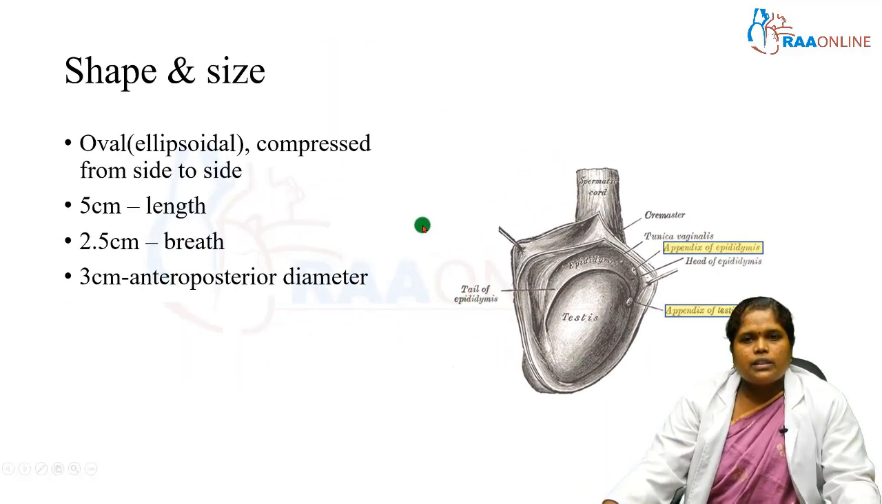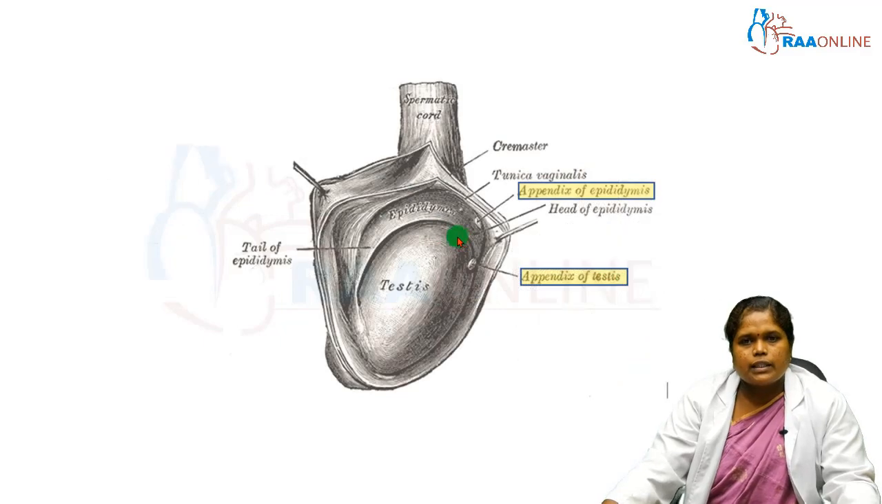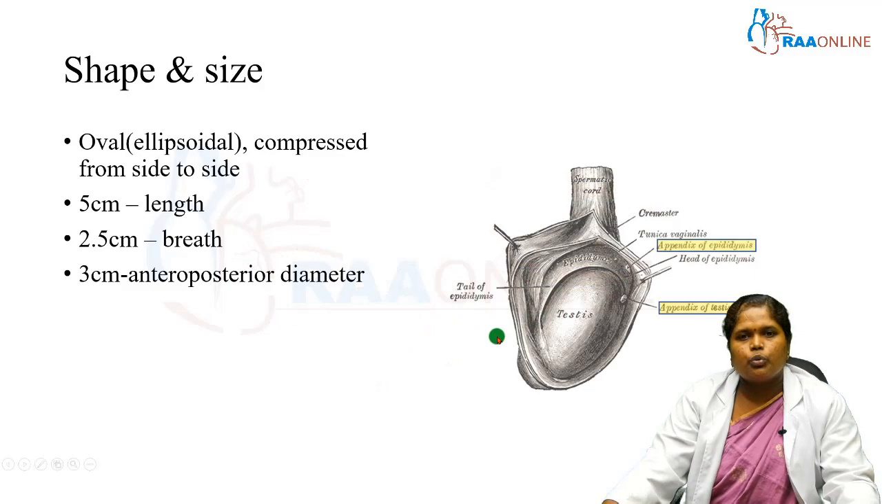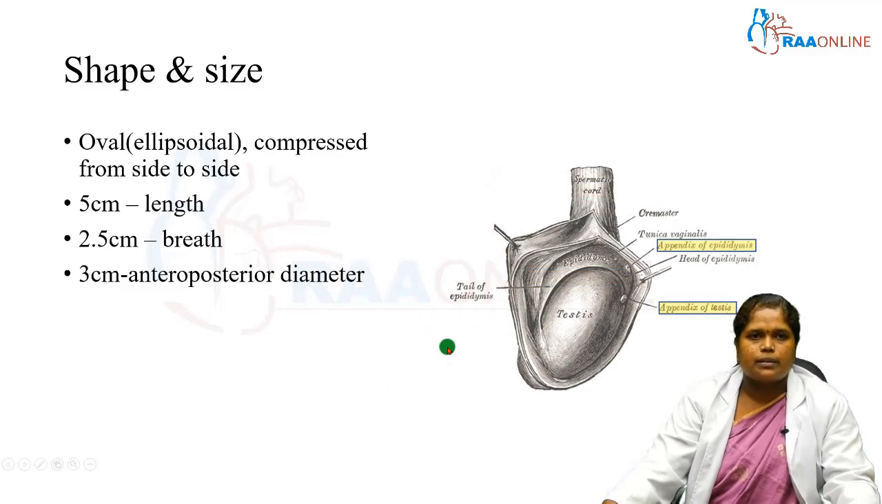Now coming to the shape and size of the testis, as you see here, the testis is oval in shape or ellipsoidal, and it is compressed laterally, side to side, so that it will have an anterior and posterior border and right and left surfaces. The length is 5 cm, the breadth is 2.5 cm and the anteroposterior distance is 3 cm. This is about the dimensions of testis.